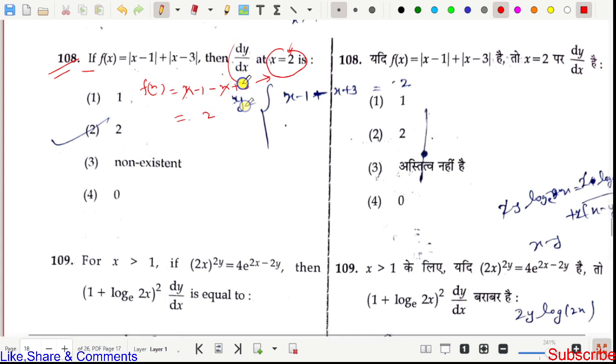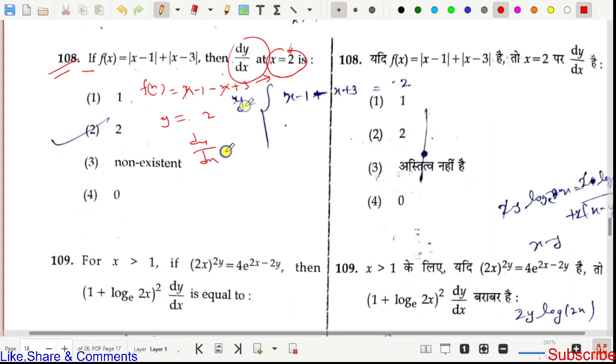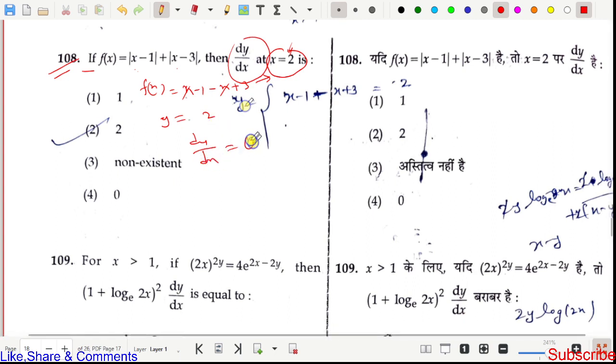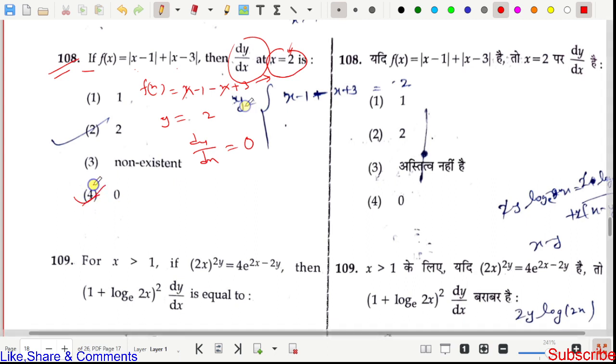Okay, now we have to take the derivative of this. So this is y. If we take the derivative, dy/dx will be the derivative of a constant term, which is 0. That means the fourth option is our correct answer. By graphically also you can do it.